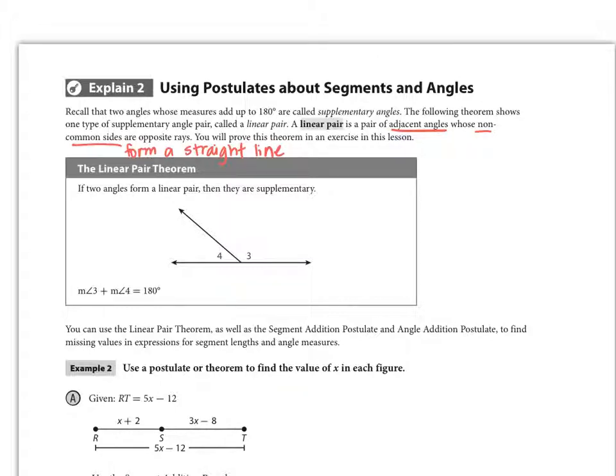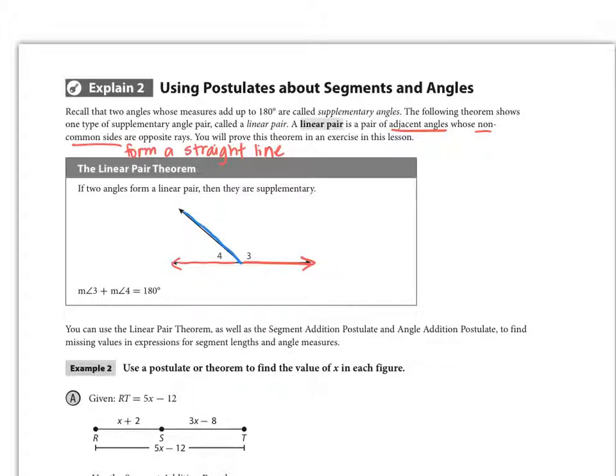So in angle 4 in this picture, in this box, that side is a side of angle 4, but it's also a side of angle 3. So that's the shared side. And when they have a shared side, that makes them adjacent. Then the opposite rays, or the non-common sides, which is this side and this side, okay, take a look at what they form. They form a straight line, just going straight across, or a straight angle.